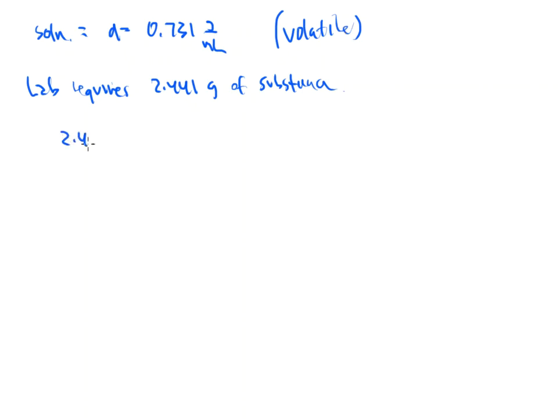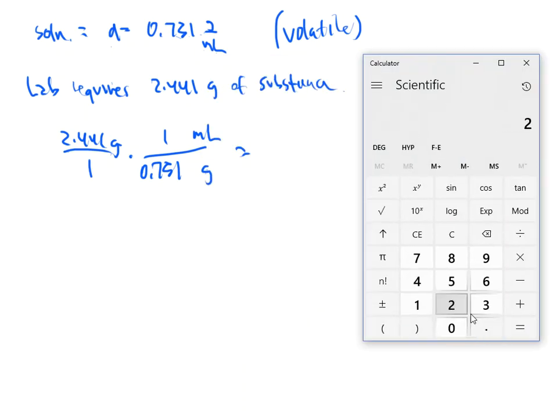Well, let's say I've got 2.441 grams over 1. Set it up just like dimensional analysis. Gram on top, gram on bottom, and I need to go to milliliter. So with this substance, the density is 0.731 gram per 1 milliliter. So there's my gram. So 0.731 gram per 1 mil. So 1 goes there. So now I'm going to take my mass, which is 2.441, and I'm going to divide that by 0.731. And I hit enter, and I get 3.34 rounded off.